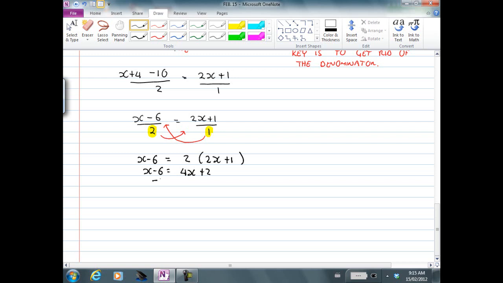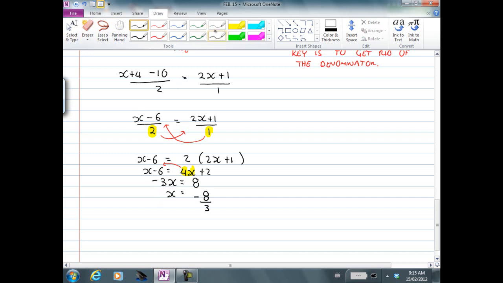So that's negative 3x equals 8. Wait, how's it negative? Because I'm going to bring this 4x to the left side. So x minus 4x is negative 3x. Now I'm going to bring the 6 to the right side. So this becomes negative 3x, x equals negative 8 over 3.